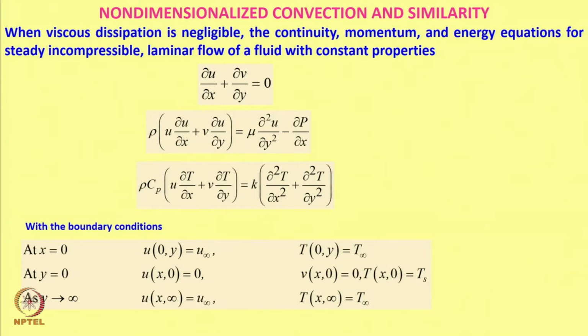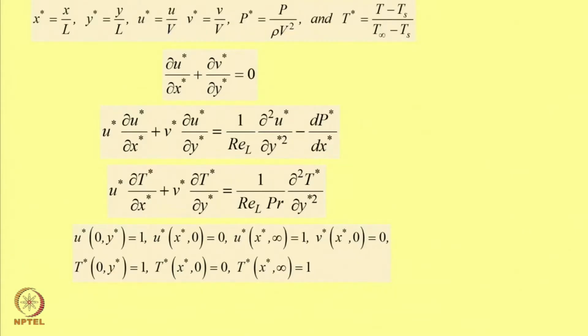And for flow over a flat plate, dp/dx would be 0, and we will have only μ ∂²u/∂y², and the continuity equation is just this, and these are the boundary conditions. Now, when we non-dimensionalize this, we got the Reynolds number from the momentum equation, and from the energy equation we got the Reynolds number and Prandtl number.